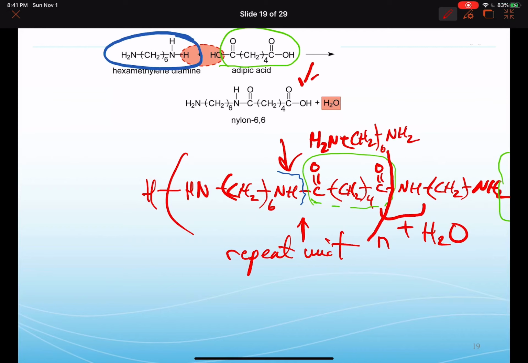Good. And if that were n, we know that within the parentheses I have two amide groups, recognizing one here and another one here, as we see, that would occur at every repeat unit down the length. So we would expect 2n water molecules for every repeat unit that was made.